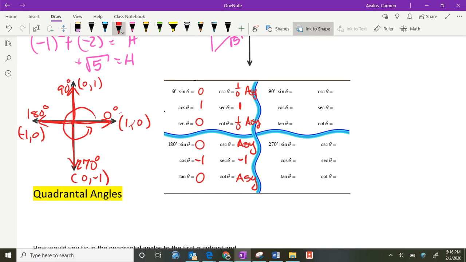Now that's also going to happen with the 90 and the 270. The sine of 90 is going to be 1, and therefore this is going to be 1. The cosine is going to be 0. This one is going to be 1 over 0, so it's going to be an asymptote. The tangent, if I look at that, is going to be the asymptote now, because it's 1 over 0, and this one's going to be just 0. And then whatever happens here is also going to happen over there.